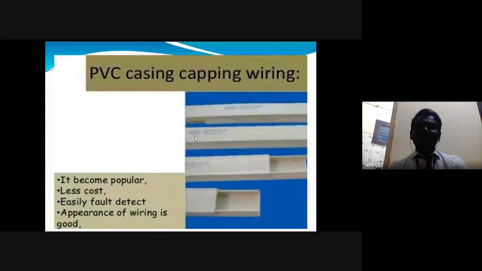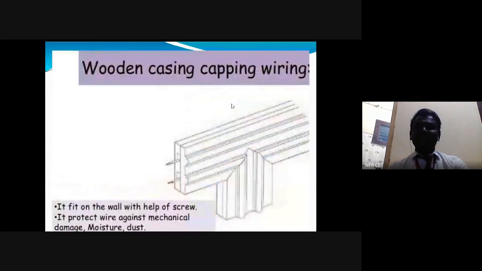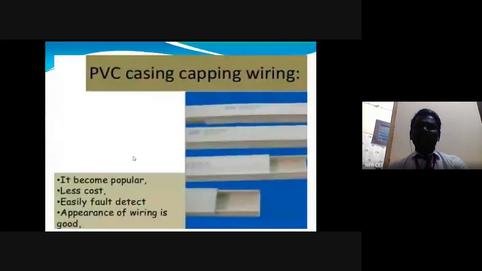Similarly, there is PVC casing. The previous one was wooden casing. PVC casing has become popular. Normally, everyone is using PVC casing and capping wiring. It has lesser cost, faults are easily detected, and the appearance of the wiring is neat and good.